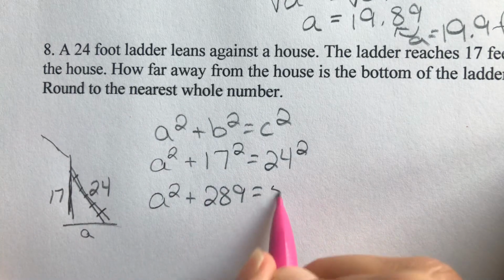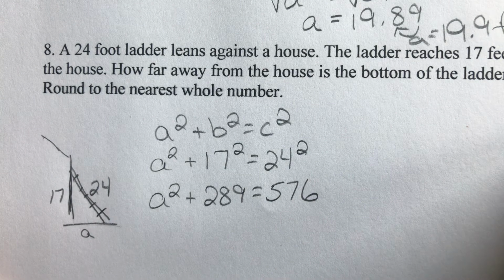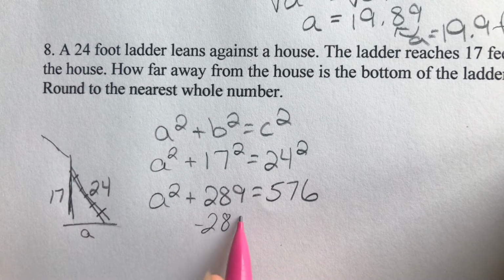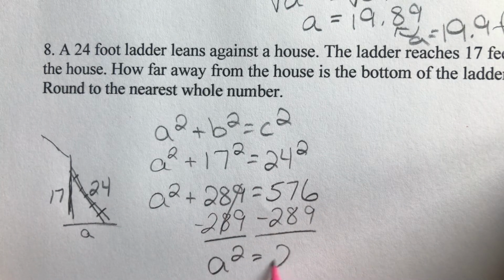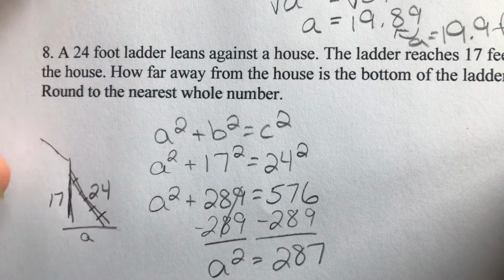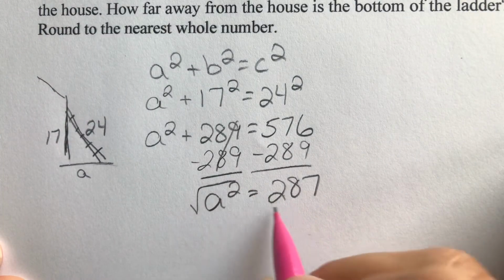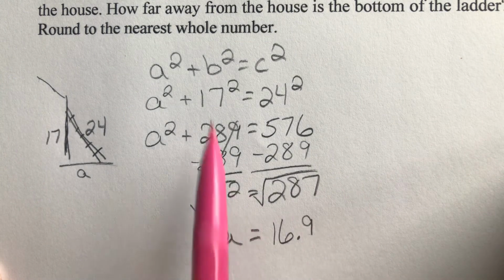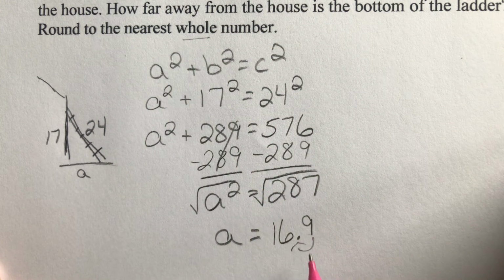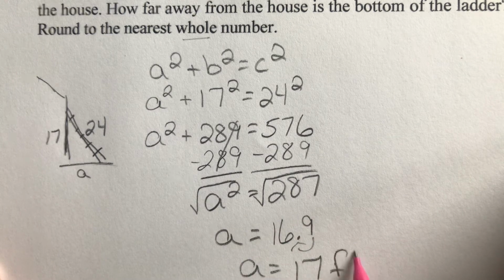24 squared is 576. I'm going to subtract 289 from both sides. I get 287. My last step is to find the square root. Go to my calculator. I've got 16.9. I'm going to the nearest whole, so the 9 is going to tell me to bump that up to 17. And we're working in feet.